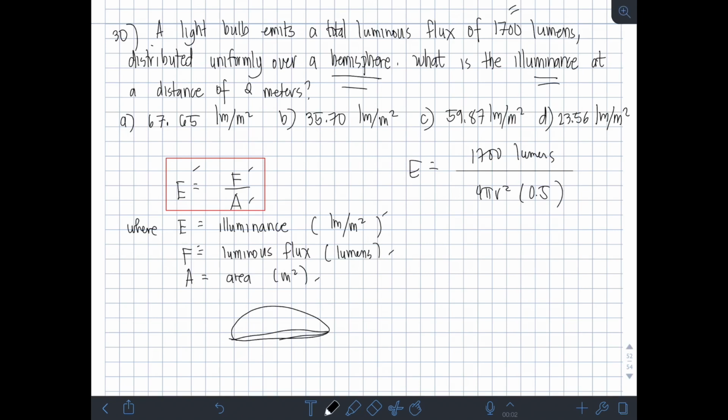Ngayon, yung tanong is illuminance at 2 meters. So, yung r natin bale is itong 2 meters. So, substitute ngayon natin dito sa r. So, 4 pi times r is 2 meters. So, 2 meter square. Okay, so using calculator, ang masasolve yung value dito is parang 1,700 divided by 4 pi 2 square times 0.5. The unit is lumen per meter square. So, using calculator, anong value nito? So, E is 67.64 lumen per meter square. So, the answer is letter A.